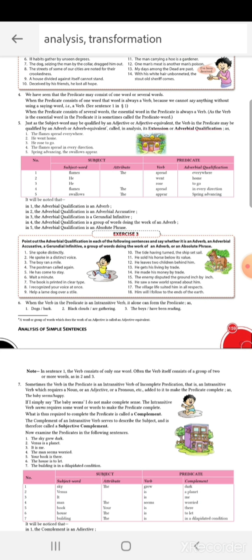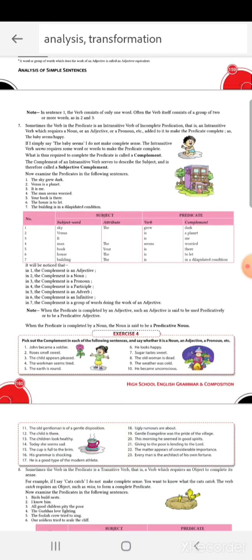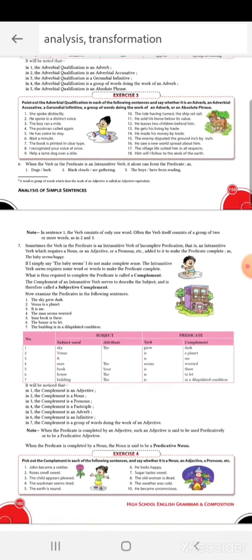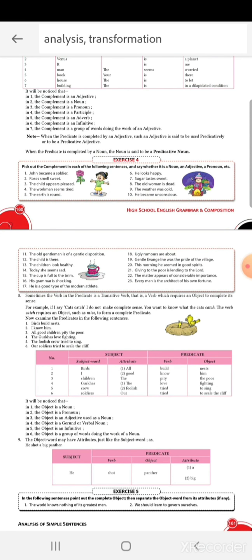In exercise number 3, you are supposed to point out the adverbial qualification in each of the following sentences and say whether it is an adverb or an adverbial accusative. You are not supposed to do this exercise. I would just ask you to identify that. You must only be able to identify adverbial qualification, that is all. So do not try to attempt this exercise. Just move on to exercise number 4.